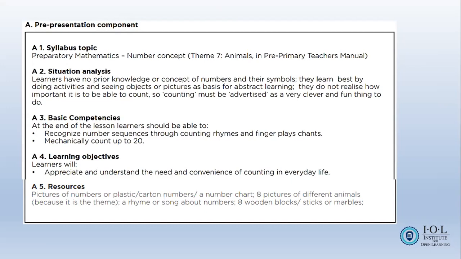At A3, we have the basic competencies. The basic competencies are found in the syllabus. You cannot prepare a lesson or present a lesson without having a thorough understanding and having consulted your syllabus. So you will have to work from your syllabus. At the end of the lesson, learners should be able to do the following. Physically, what they will be able to do. A verb will be there, which is measurable.